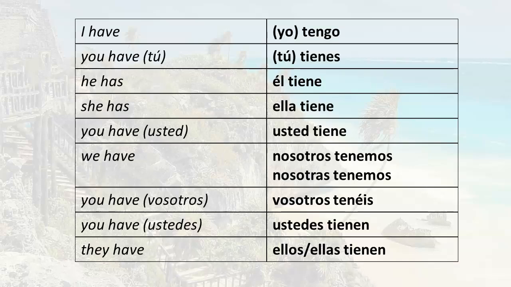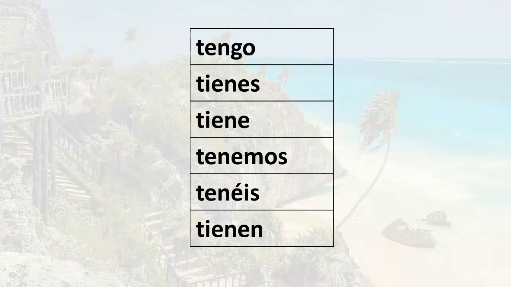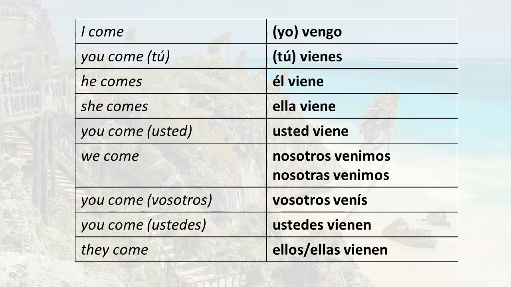So here are the forms of tener, and you learned this over several lessons in the past. This chart is very busy, so I'm going to remove all the subject pronouns and reduce it to just the forms of the verb. So here we have our 6 forms of tener in the present tense. Now the verb venir, which means to come, is going to look very similar to what you see here. So let's go ahead and take a look at the verb venir.